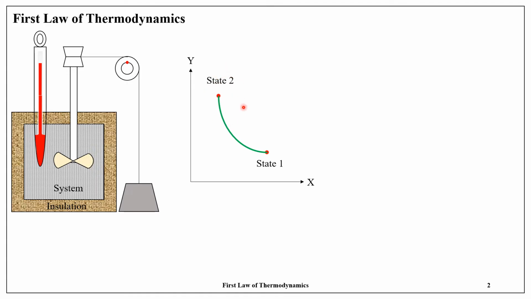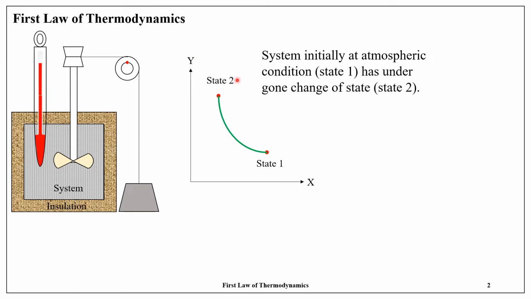Why is the system state changed? Because the temperature rises. Therefore, we say the system has undergone a change of state. Why this change? It is because of paddle wheel work. The work is done on the system.